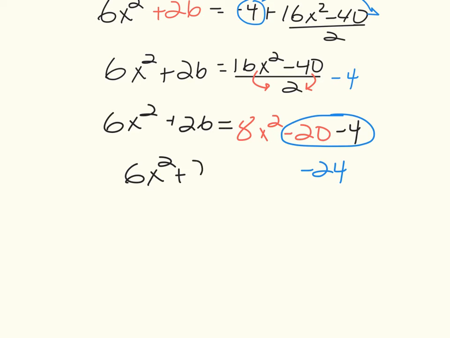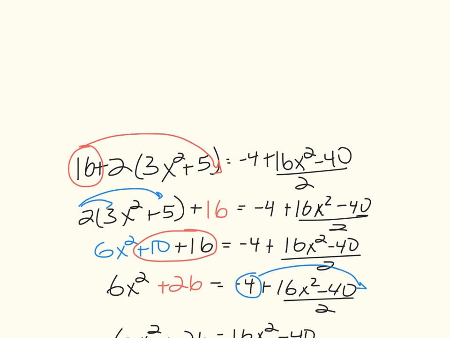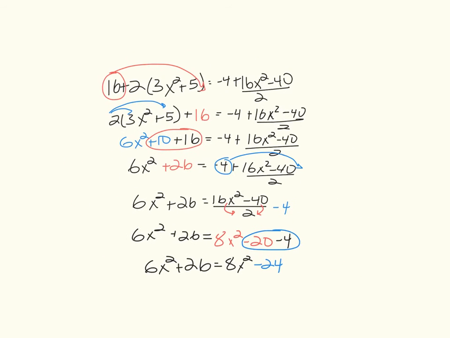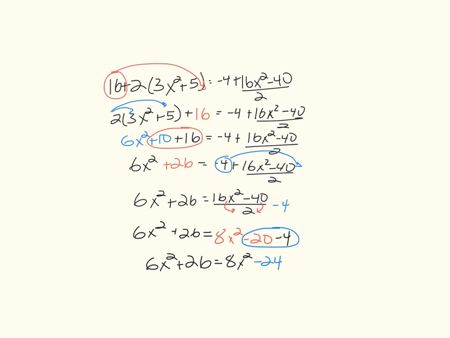6x to the power of 2 plus 26 equals 8x to the power of 2 minus 24. Look at how much prettier this problem is. Take a look at both of these things at once. Look at where I started, and look at where I'm at now. How did I get there? One more time. I rewrote into standard form. Distribute, multiply, combine like terms.